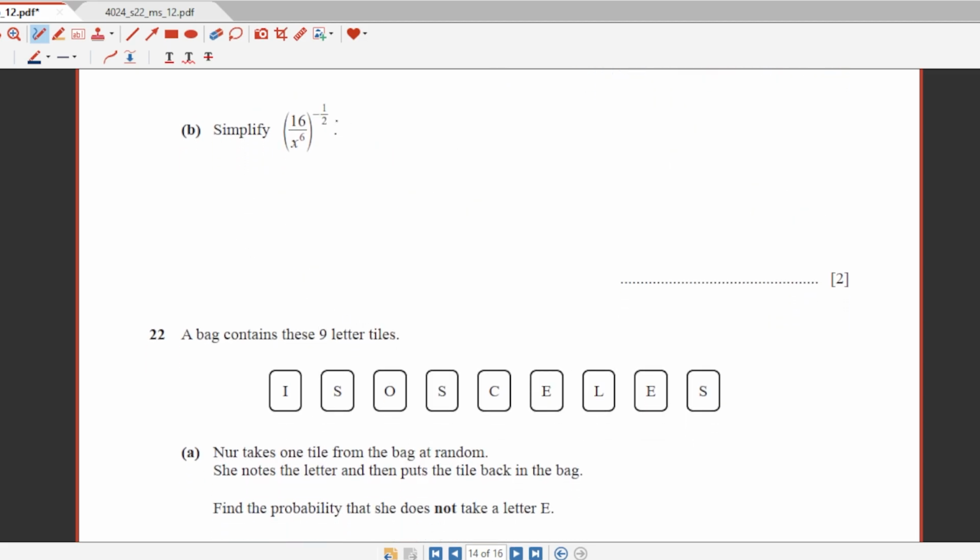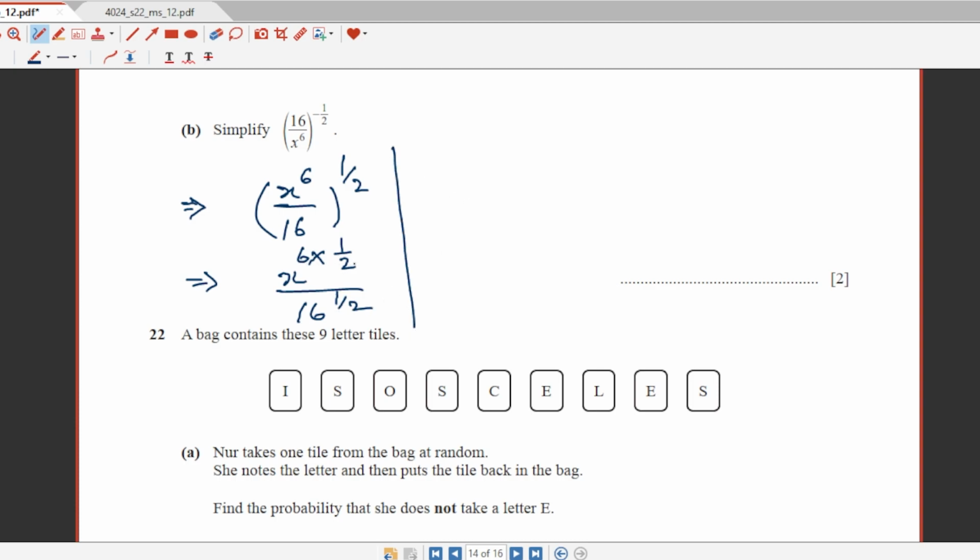Part B, 16 over x power 6, power minus 1 over 2. First of all, we need to convert this negative sign into a positive, so we can reciprocate these numbers. x power 6 over 16, whole power positive 1 over 2. Now this can be expanded. If there is a power over another power, these powers must be multiplied. x power 6 multiplied by 1 over 2, divided by 16 power 1 over 2. 2 ones are 2, 3 twos are 6, so x power 3, and 16 power half is 4. So the answer is x power 3 divided by 4.